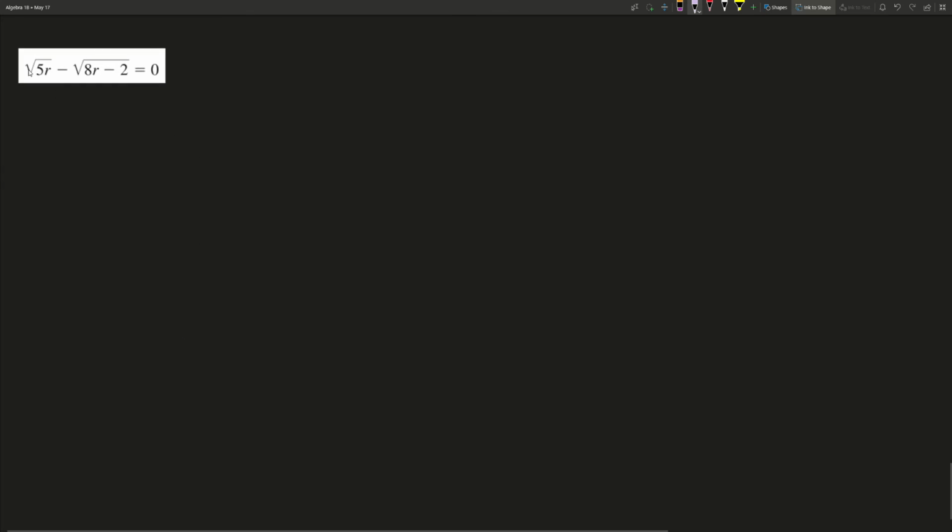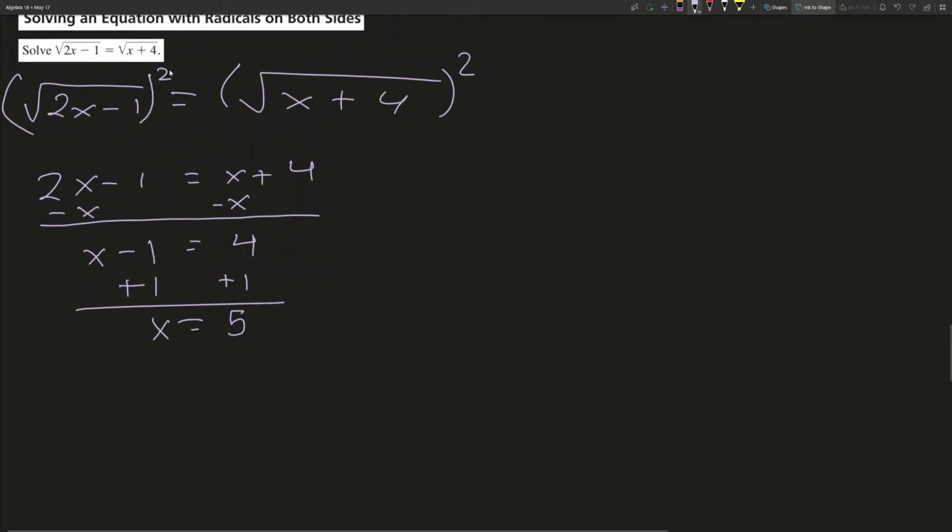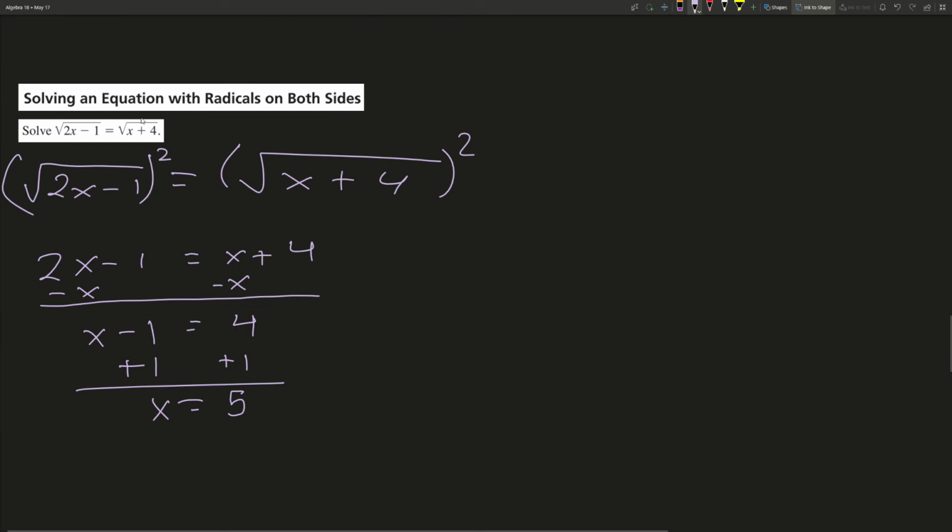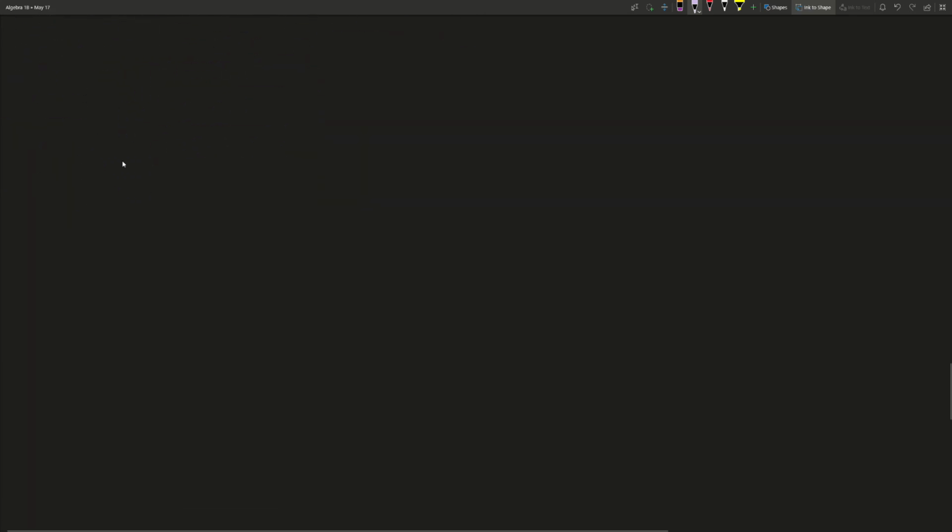Alright, now we have root 5r minus root 8r minus 2 equals 0. Notice in the previous example, the two expressions with radicals were on opposite sides, right? And in this case, they're on the same side. So what we'll do is, we'll just move one of them to the right side. Since this one's a negative one, let's move that one. So then both sides are positive. We want to try to make both of them positive just to make our own lives easier.